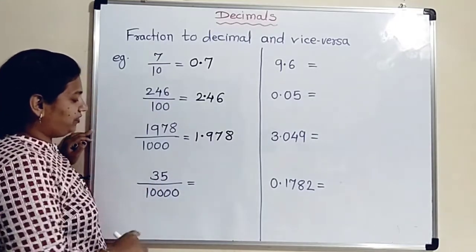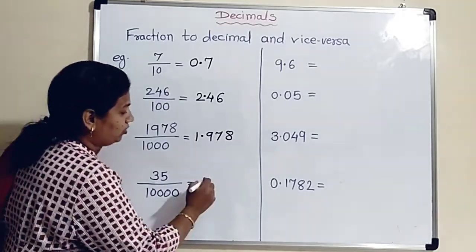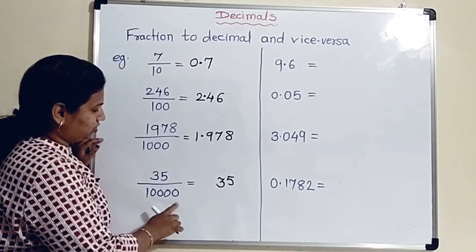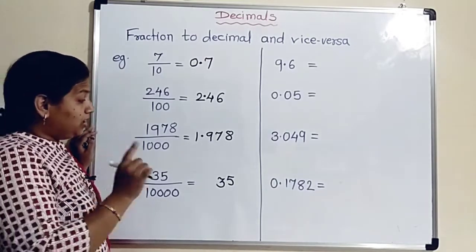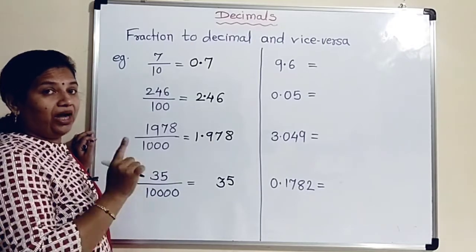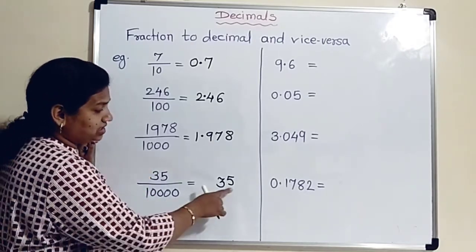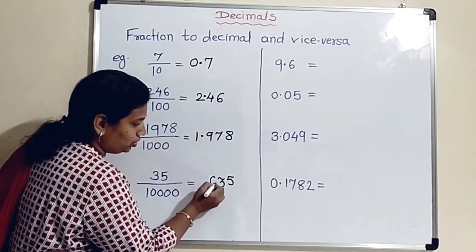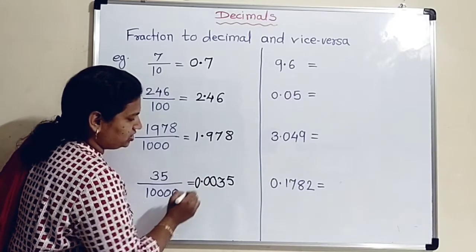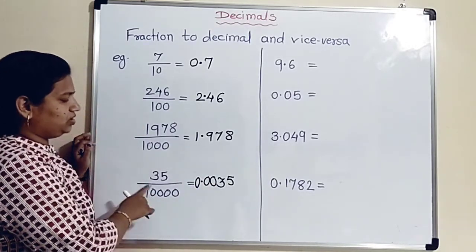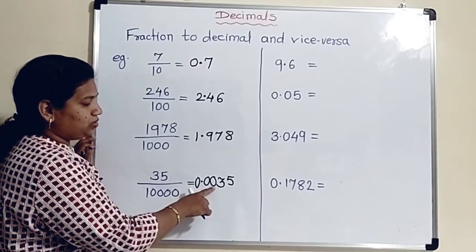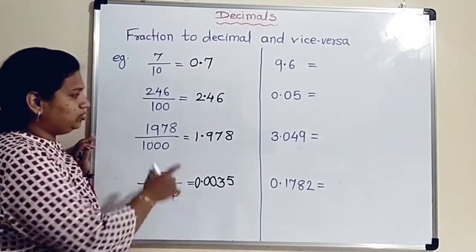Same way here, 35 upon 10,000. Now if I write 35 and there are 4 zeros, here I have only 2 places. So to adjust the places, we have to add zeros. I need 4 places: 1, 2, 3, 4. Put the decimal point and add one more 0. So the decimal conversion of 35 upon 10,000 is 0.0035. I hope this is clear.